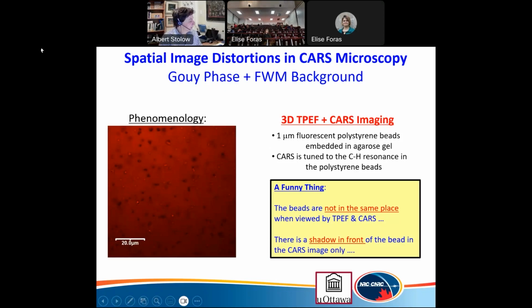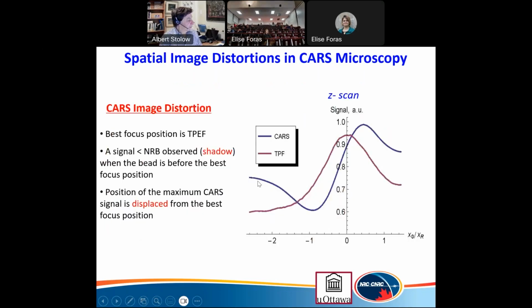In addition, maybe you can see in these images that there's a shadow in front of the bead for the CARS image only, but not for the two photon fluorescence image. So this is a line out through a polystyrene bead showing the signal. I've centered the signal for the two photon fluorescence at 0. And the CARS signal is measured simultaneously. This is multimodal imaging, so I can measure fluorescence and CARS at the same time. What you see is that the maximum of the CARS signal is displaced, it's behind, and it goes negative in front. There's a shadow in front. So this seems very strange. How can it be?